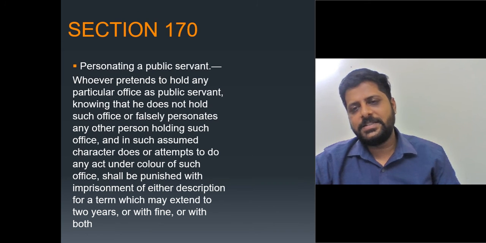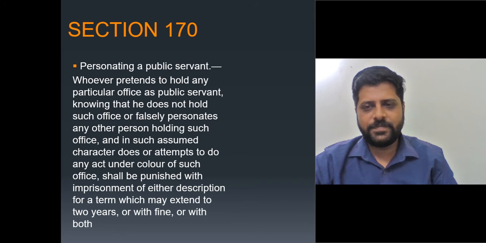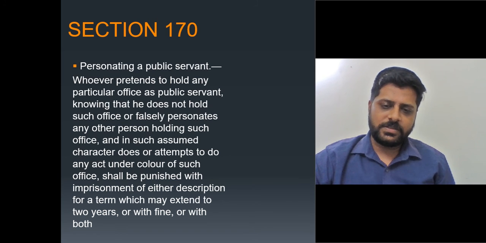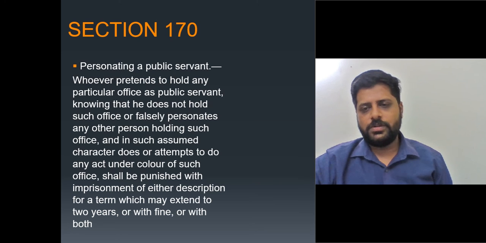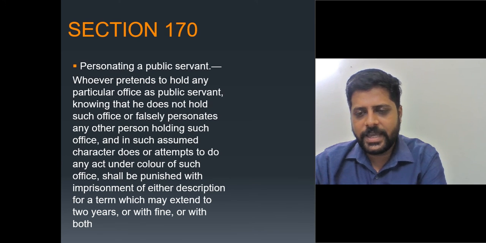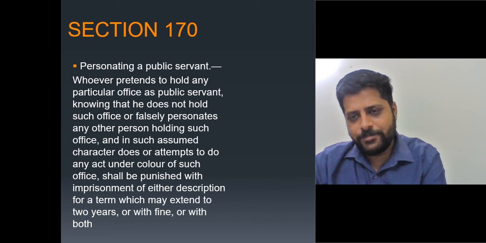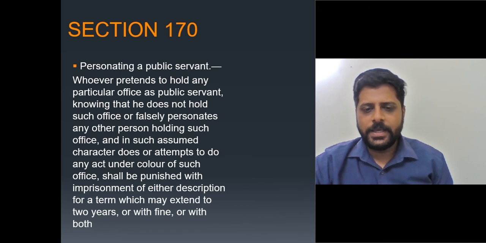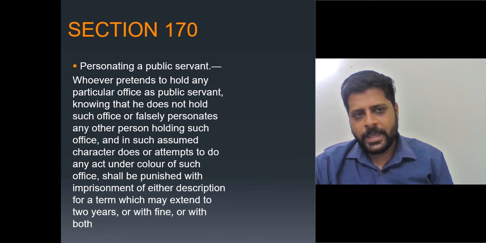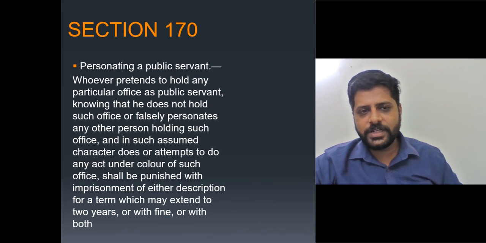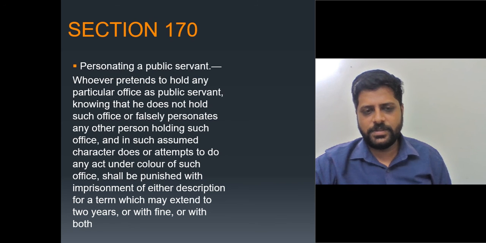Section 169 again says that if a person being a public servant bids or purchases some property which he is not allowed to, then he will be charged under section 169. And in that case the property which he has bought will be confiscated. And under section 170, as you can see, if a person personates himself as a public servant, then he'll be charged under section 170.